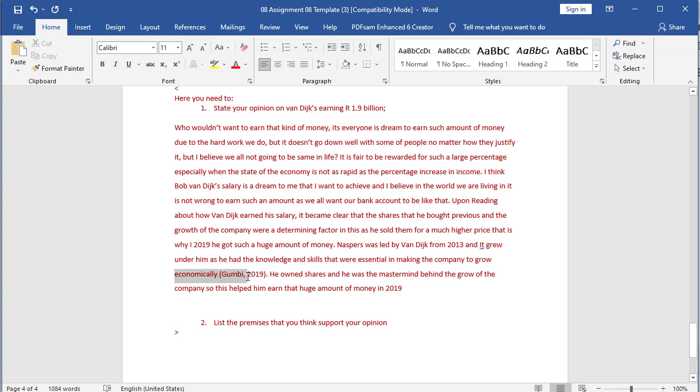This is very important: in-text referencing. When you make a point, support it with an in-text reference. It's either a theory or, for example here, let me just read this table. Nesbus was led by Van Dijk from 2013, and it grew under him as he had the knowledge and skills that were essential in making the company grow economically. This was a statement that I took from the internet, from an article written by Gumbi in 2019. So I supported it.